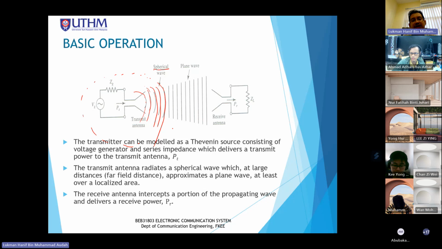And when the wave travels a long distance, theoretically the wave shows like a plane wave, a straight line. A plane wave is a straight line. This happens when the wave has already traveled a long distance, and we can see that it behaves like a plane wave. So initially it is a spherical wave, and later when it travels a long distance, it becomes a plane wave.